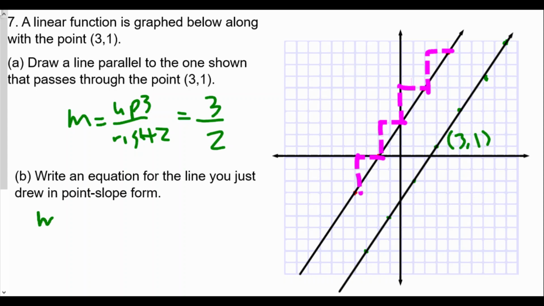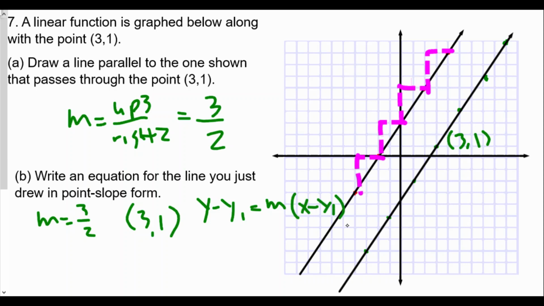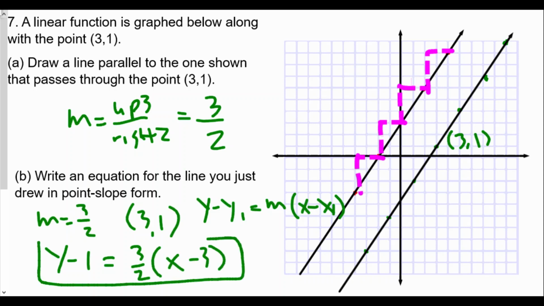So if the slope is 3 over 2 and the point is (3, 1), we will just fill into the form y minus y1 equals m times (x minus x1). And so our point slope form will give us y minus 1 is equal to 3 over 2 times (x minus 3). And that's the equation of our line in the point slope form.